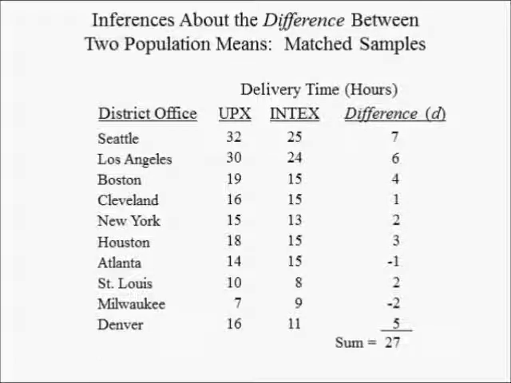The point estimate of the difference in population means is found by first summing the 10 differences, which equals 27. Dividing 27 by the sample size of 10 yields the mean difference in delivery times of 2.7 hours.